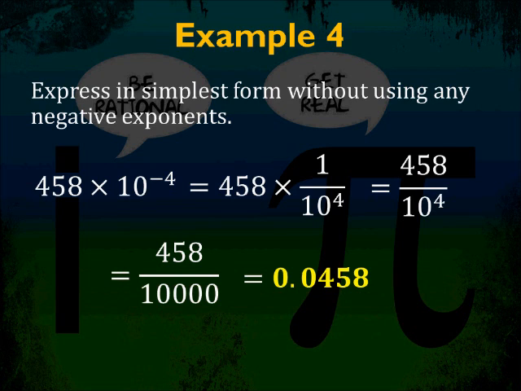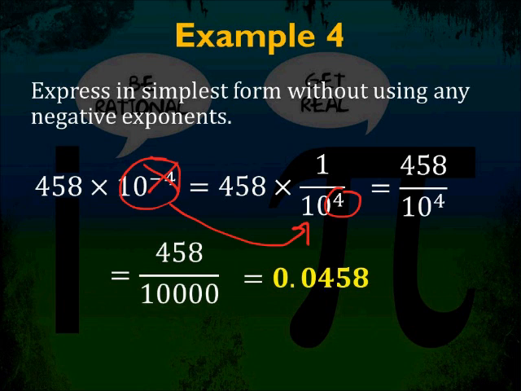So what we did here is make sure you get rid of the negative exponent. You take this negative exponent, you move it downstairs so that it's positive. So you don't want any negative exponents in your answer. So make sure you do what it takes to get rid of the negative exponent.